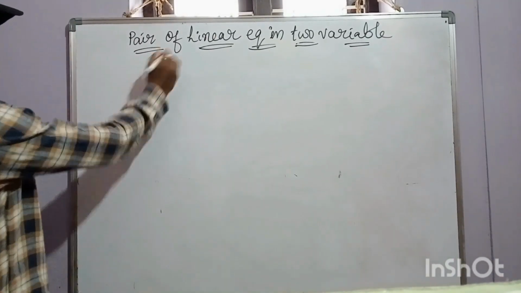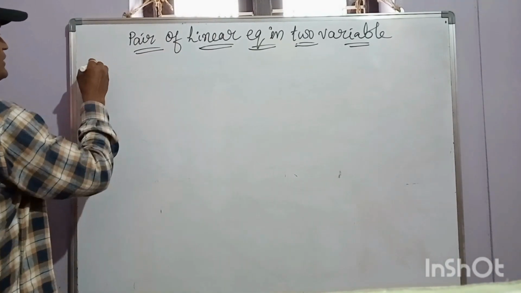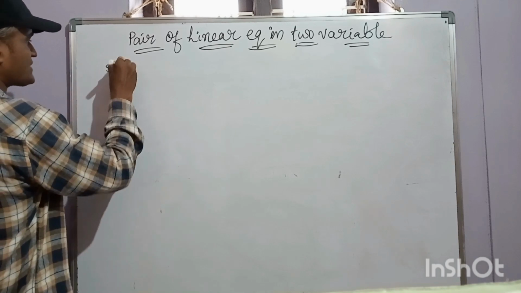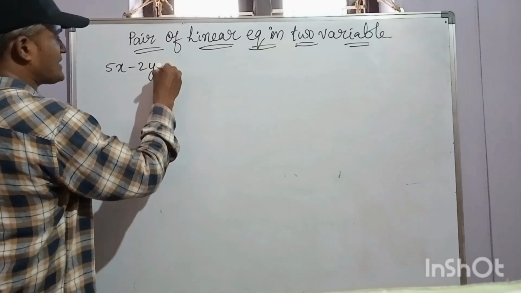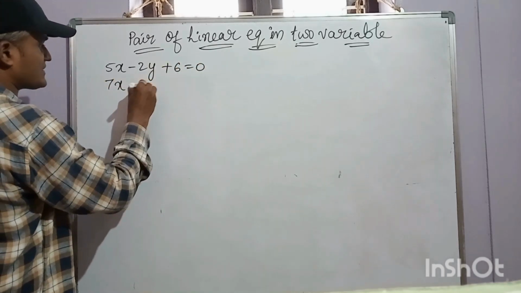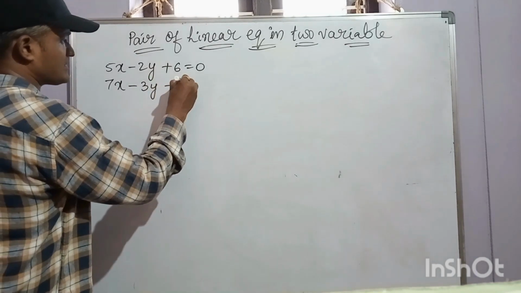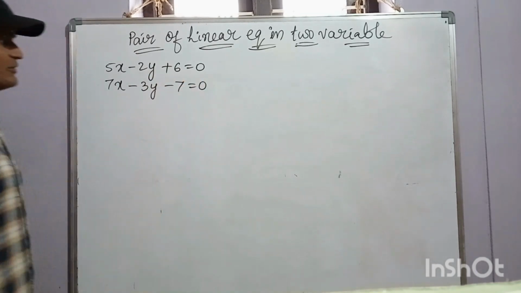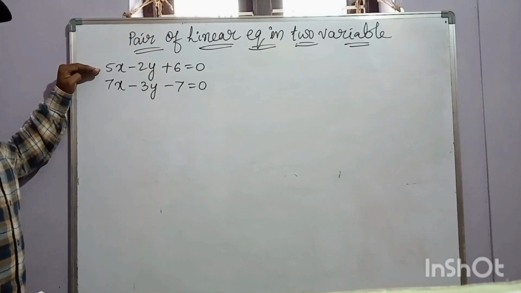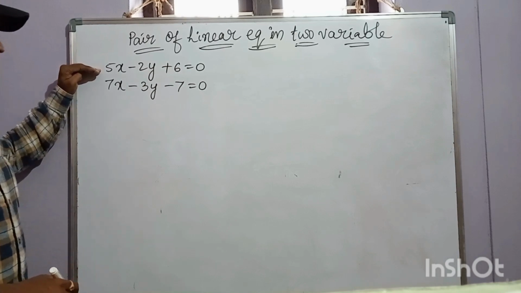So see the question here first. What kind of lines are formed by the equations 5x minus 2y plus 6 is equal to 0 and 7x minus 3y minus 7 is equal to 0? When you represent these two lines on graph paper, what kind of lines are going to form?